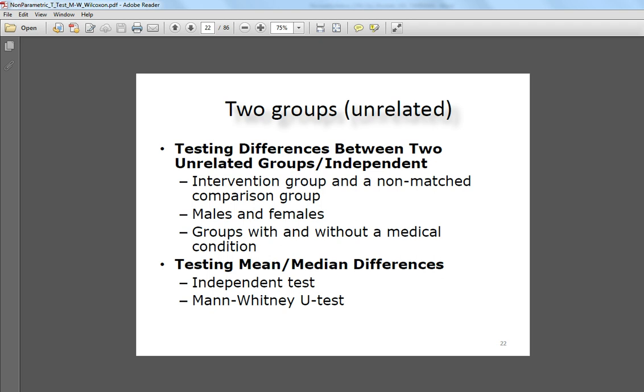So again, independent samples t-test, it tests or compares the two means, and that is parametric. Whereas your Mann-Whitney U test is non-parametric, and it will test or compare the median of your two independent samples.